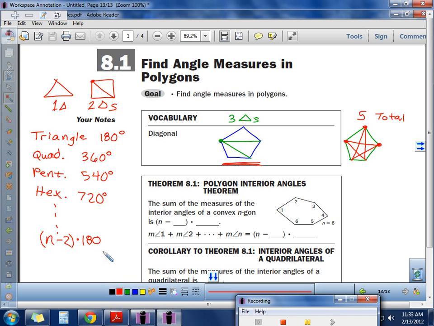What we just did is we generated Theorem 8.1. It says n minus 2 times 180. This will give us a special number. This number, I would write this out to the side if I was you, is the sum of the interior angles. The sum of the interior angles always comes from this formula, n minus 2 times 180. Are there any questions there? We're going to be using this in a little bit.